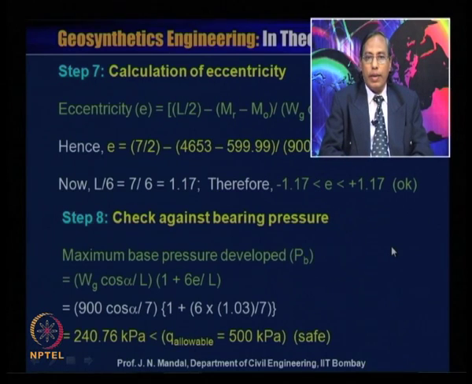Now, step 8, check against bearing pressure. Maximum base pressure developed PB is Wg cos alpha divided by L into 1 plus 6 E divided by L. So, Wg is 900, cos alpha divided by L is 7, and 1 plus 6 of E is 1.03 divided by L is 7. So, if you calculate, you can have 240.76 kilopascal, which is less than the allowable, which is given 500 kilopascal. So, it is safe. So, it is safe against the bearing pressure.